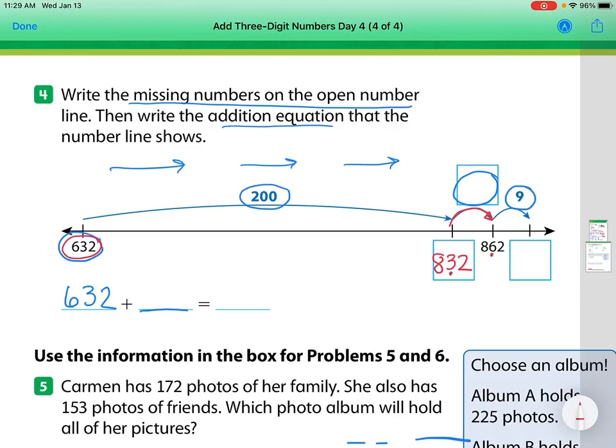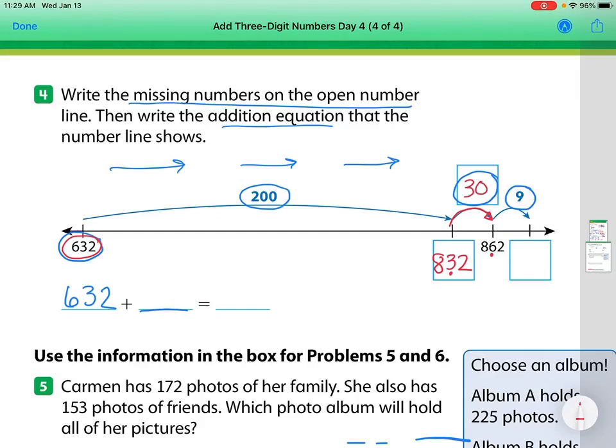Now, let's see, they're going to hop from 832, they're landing at 862. So the 3 tens has turned into 6 tens. So 3 plus 3 is 6, right? So that means they added not 3, but they added 30. So that's going to go there.